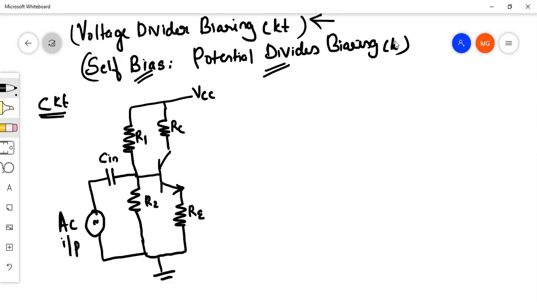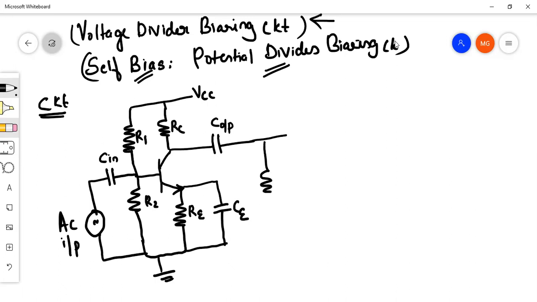This is ground. The emitter resistance has an emitter capacitor, also called the bypass capacitor. We will discuss later why it is called the bypass capacitor, CE. And this is the output capacitor C out, and this is the load resistor RL, from which we are calculating the output. So this is the basic circuit diagram.